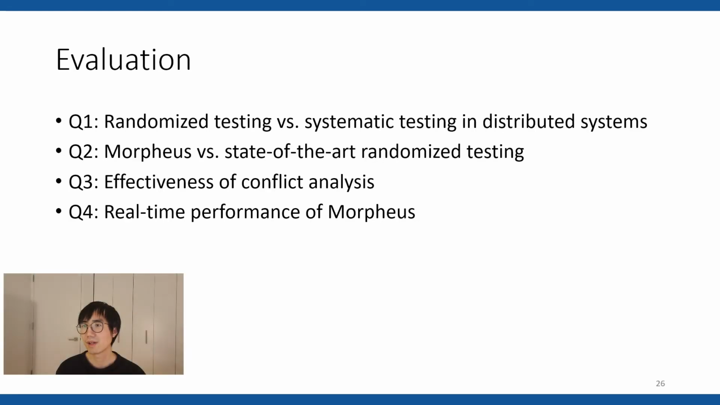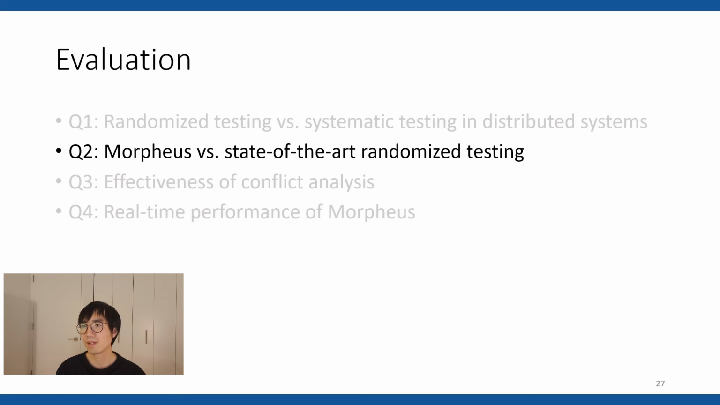We evaluated our approach compared to other concurrency testing approaches. For brevity, I will only show the comparison of Morpheus to the other randomized testing approaches. And please read our paper for more detailed evaluation, as well as the study of errors we have found in this work.